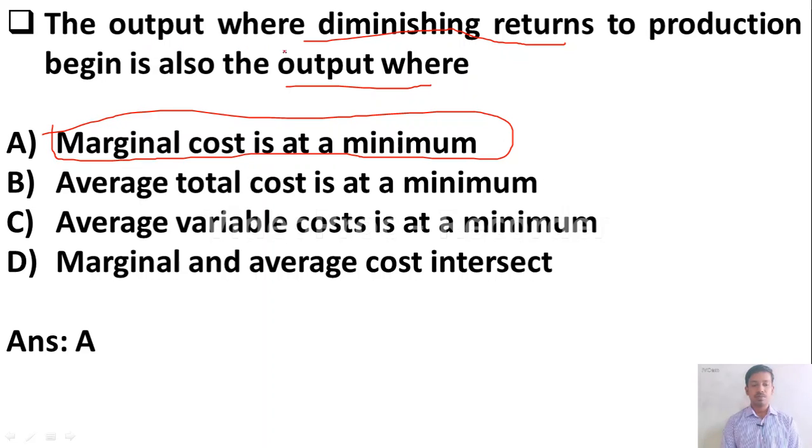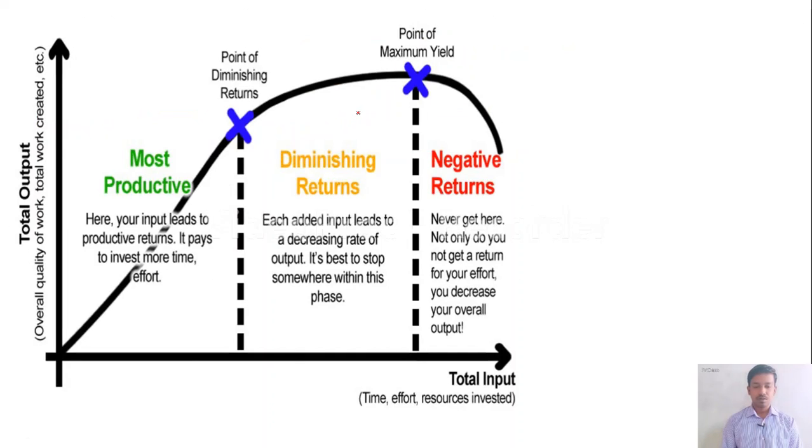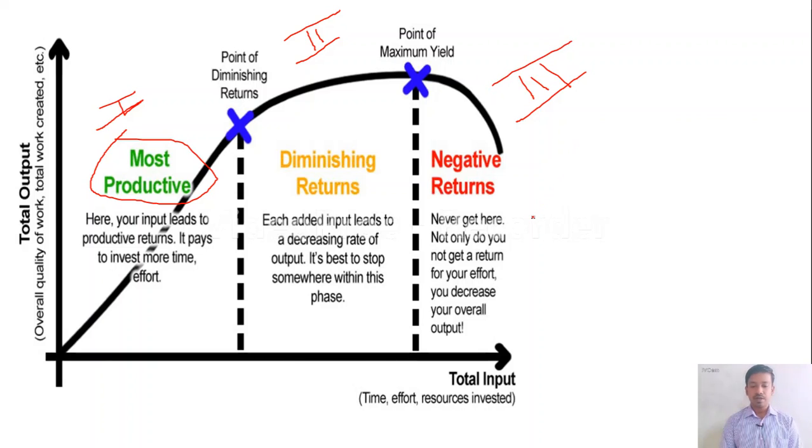Please remember it: the output where diminishing returns to production begin is also the output where marginal cost is at minimum. There are three stages, as you all know. Stage 1 is known as the most productive stage, because here the output increases at an increasing rate. The second stage is known as diminishing returns, because here the total product increases at a diminishing rate, meaning the marginal product will go on decreasing. And this is negative returns, where the total product will start decreasing and marginal product will become negative.